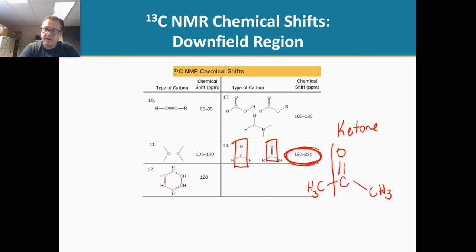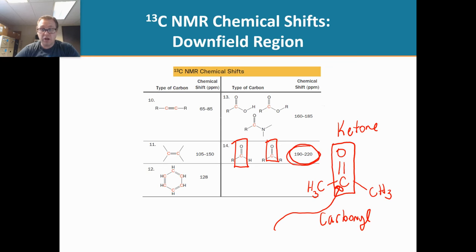But this little section right here is called a carbonyl. So we can call that carbon the carbonyl carbon. So when you're doing an NMR experiment and you see a signal around that range, there's a good chance that you have a carbonyl compound or carbonyl carbon. Same right here. Okay. So those are things to get familiar with and look for.